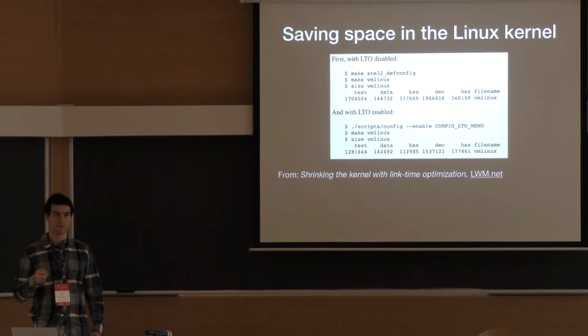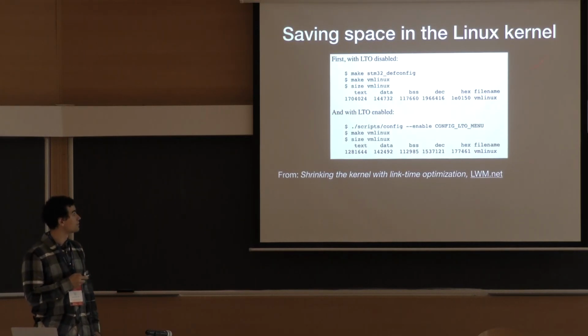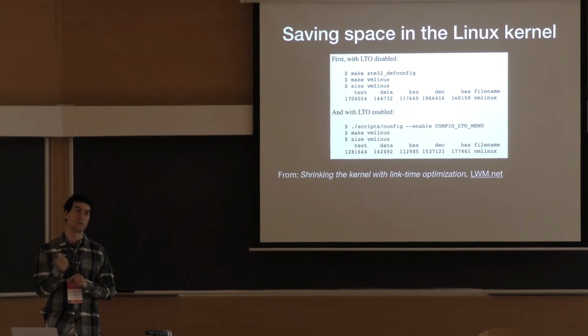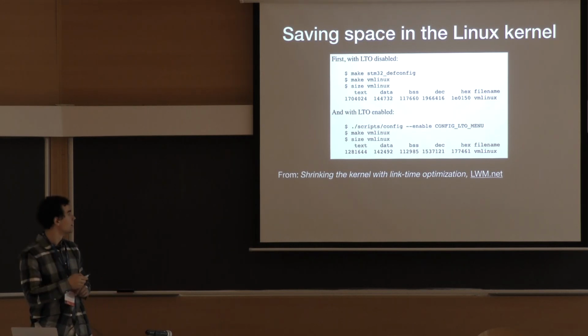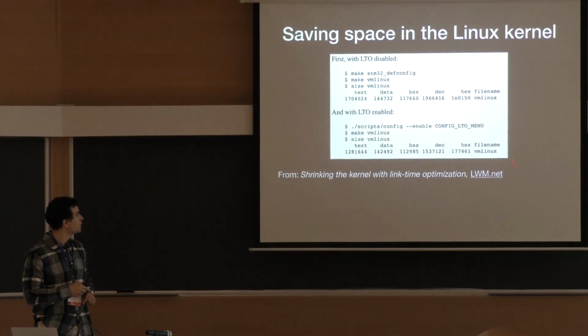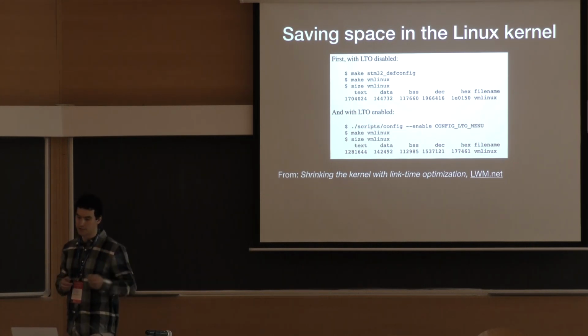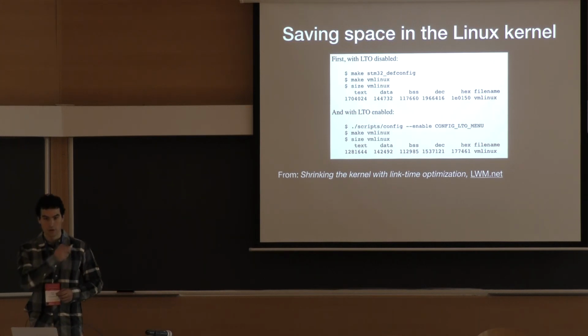Another cool application of this sort of technology is that it helps you save space, because you can more efficiently prune out unused functions throughout the whole program. And this saves around 22% in the size of the Linux kernel if you build it using LTO. It's better than just pruning unused variables.